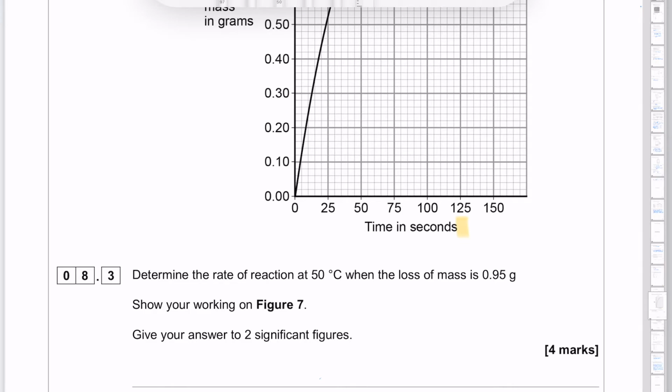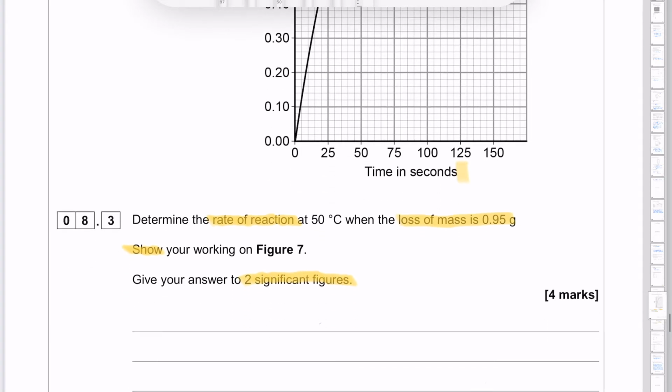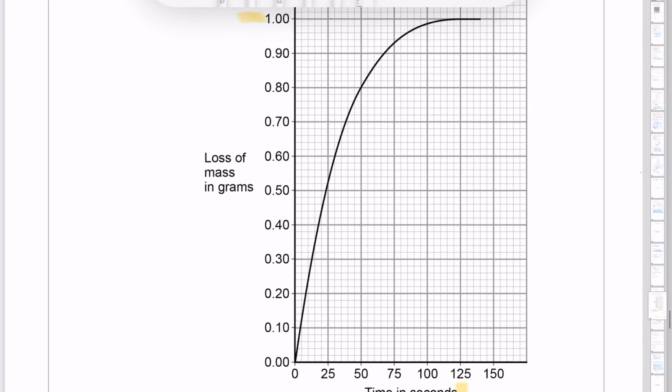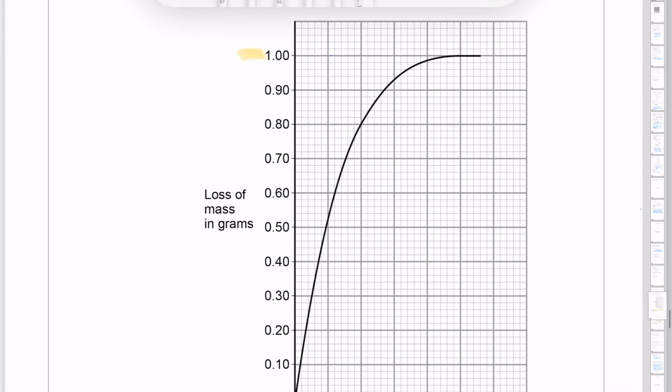Now on to this question. Determine the rate of reaction when the loss of mass is 0.95 grams. Show your working on figure 8, 2 significant figures. And if we look at the bottom of the question, we can see that we need grams per second as our unit. To get grams per second, what we actually need is a gradient.